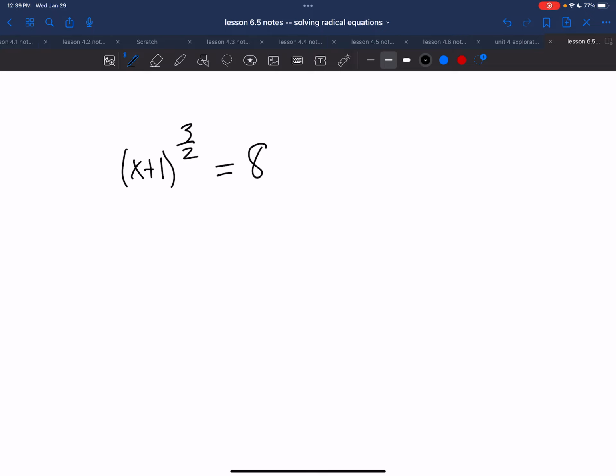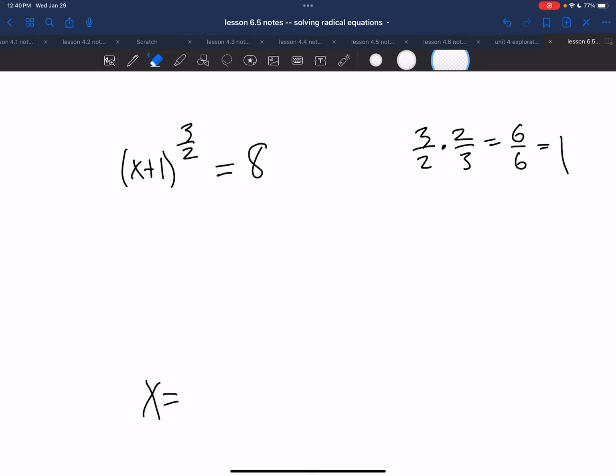Well, you need to get rid of that exponent of 3/2, because our goal is to isolate x, say x equals, but you have to do something to this power to get rid of it. We just saw in the previous example that 3/2 times 2/3 would equal 6 over 6, which would get you 1. Then that would just be x plus 1 to the 1, so you'd get rid of the power that way. But you can't just multiply both sides by 2/3, because it's an exponent.